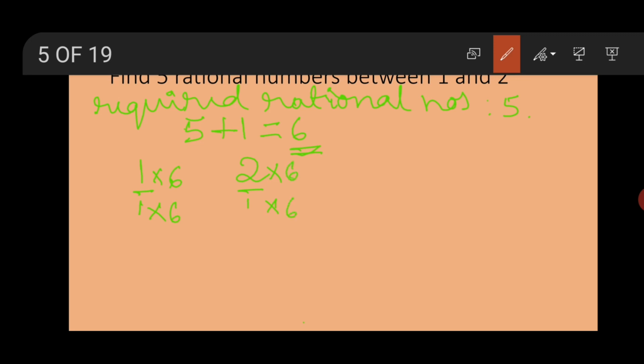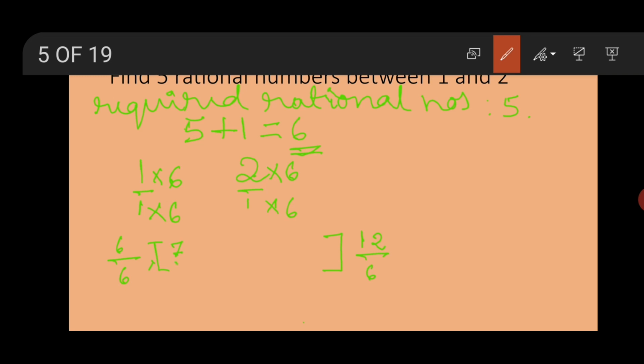So 1 into 6 divided by 1 into 6. Multiply the numerator with 6 and the denominator with 6. Now what happens? 1 sixes are 6 divided by 1 sixes are 6. I will write the last number here. 2 sixes are 12 divided by 1 sixes are 6.